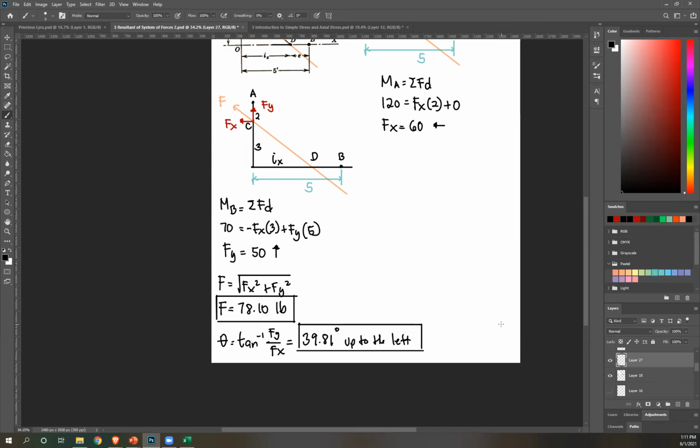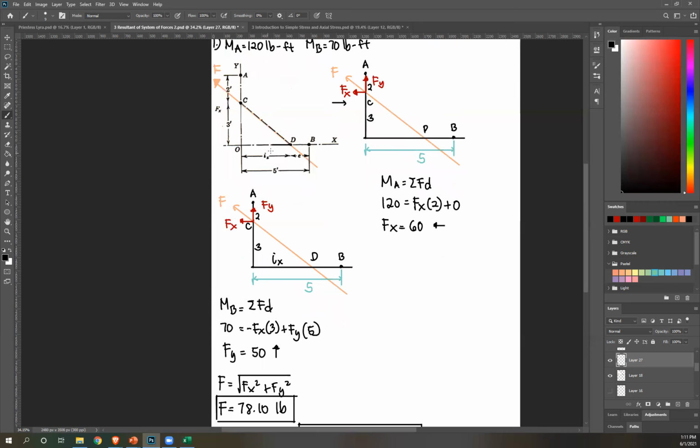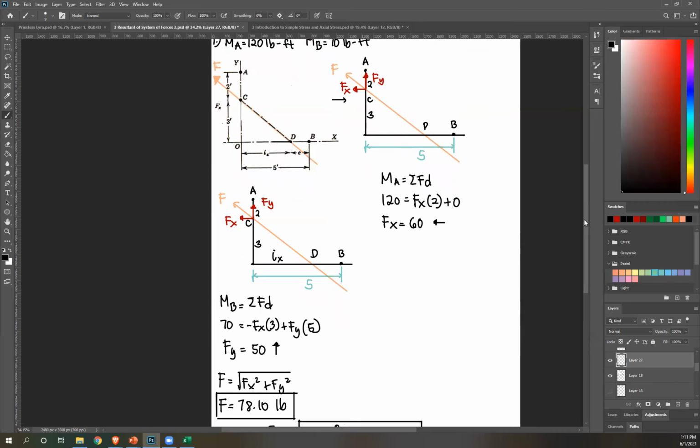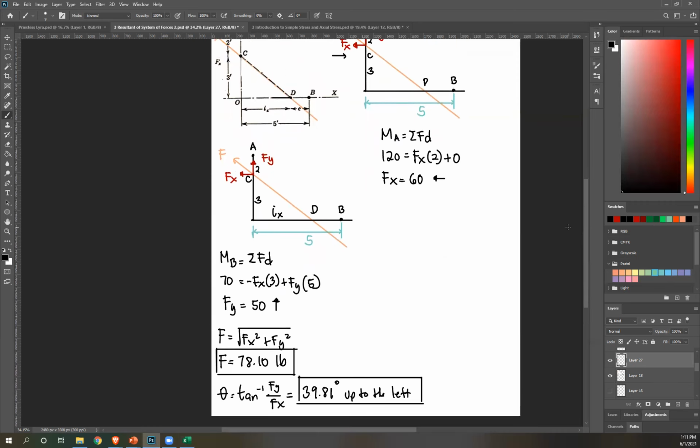Now we have F. Finally, we have to solve for this, your Ix. So how do we solve for that? Once again, we're going to use the concept of moment. So let me copy this once more.